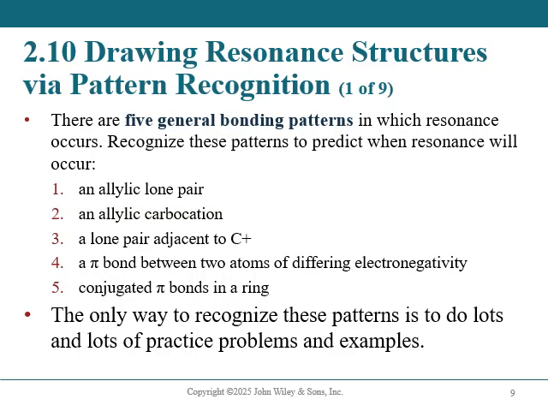Now, when we start working on these exercises, which I recommend that you do, practice as much as you can, you're gonna see a lot of patterns emerge. These are some of the more common ones, 5 general bonding patterns in which resonance happens very often. The sooner you recognize these patterns, the easier the rest of the chapter becomes. Some of these scenarios include an allylic lone pair, an allylic carbocation, a lone pair adjacent to a carbocation, that plus side in the carbocation, a pi bond between two atoms of different electronegativity, conjugated pi bonds in a ring.